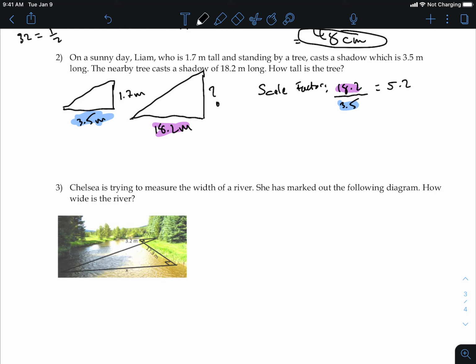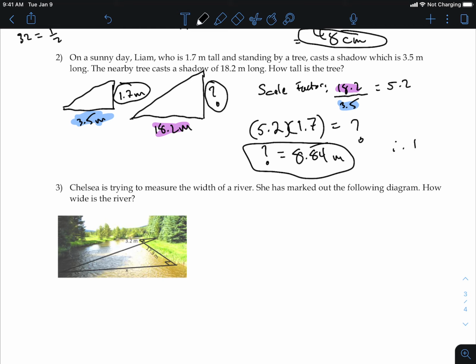Now, the next thing he said was, we're going to take the 5.2. If I want to figure out the question mark here, it lines up with the 1.7. So I can take 5.2 and multiply it by 1.7. That's going to give me the question mark. So, what's 5.2 times 1.7? 4.8? 8.84. That makes more sense. So you could write a little therefore statement. Therefore, the tree is 8.84 meters tall.